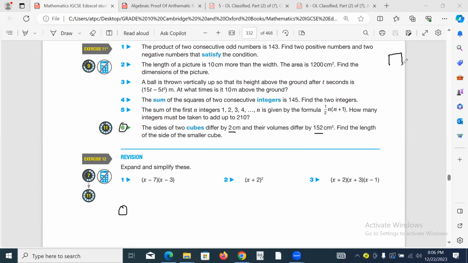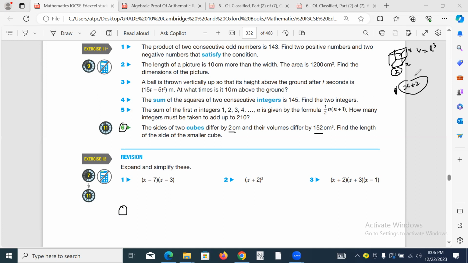So if we have a cube, we know that in a cube all sides are equal. If we suppose the first cube has x length, then the second must be bigger, as they differ by 2 centimeters. So x plus 2, this is the length of the second. This is the length of the first. And remember that when you find the volume, we always multiply length into length into length. That means L cubed. So I multiply x 3 times, and same as x plus 2 3 times.